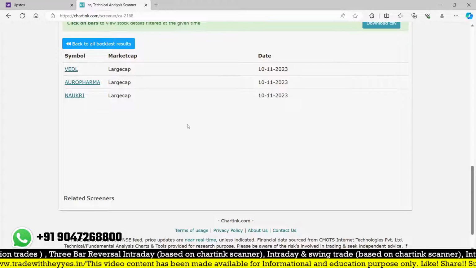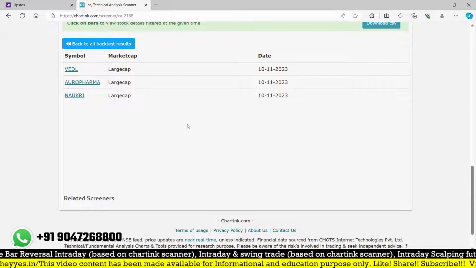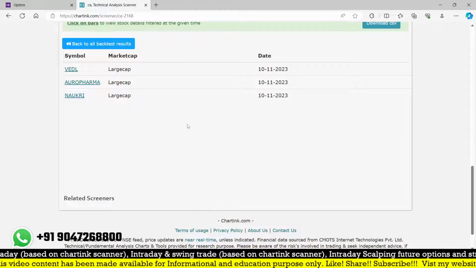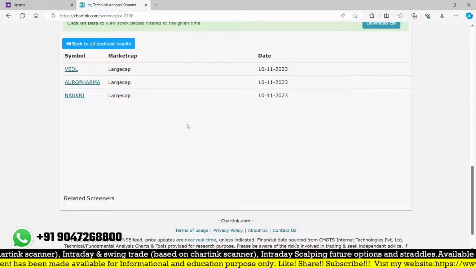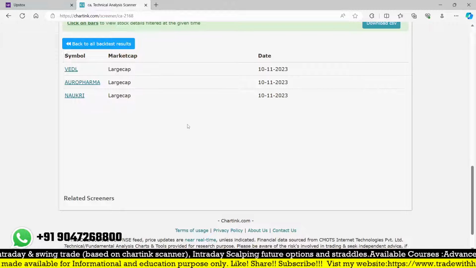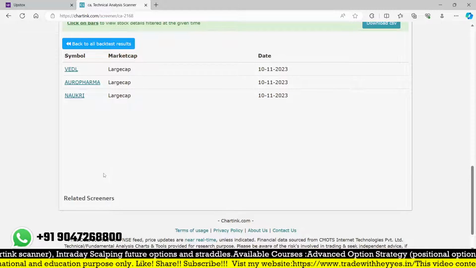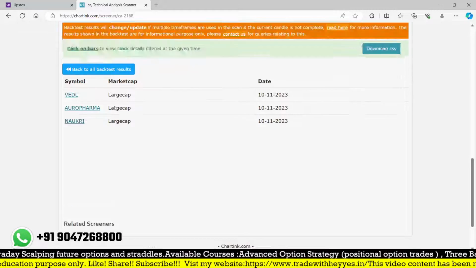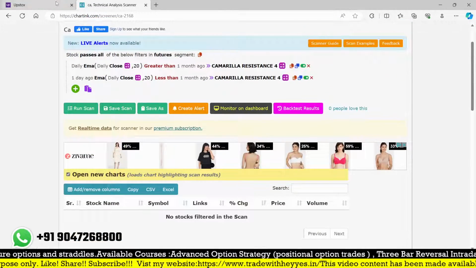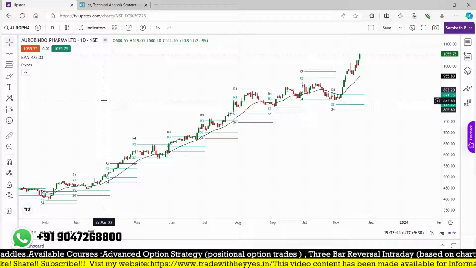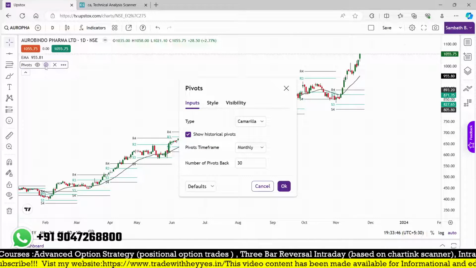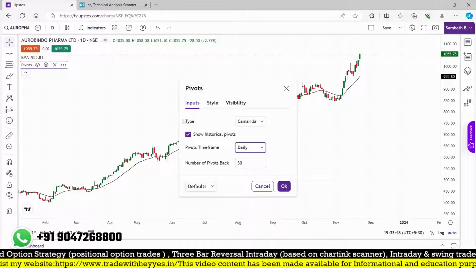And this is my logic and the scanner which I have created, and that is going to help my students who are attending my classes, and also my premium group members, you can utilize this. Okay, so I hope you enjoyed that. I will share that scanner in my group. So let me try on intraday also, and let me check that in a daily time frame.